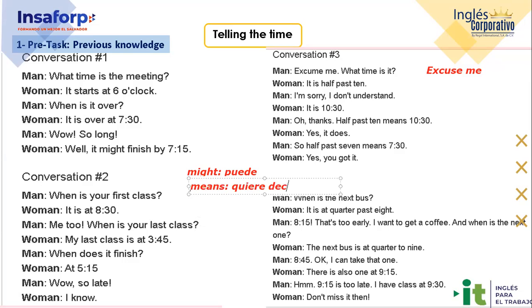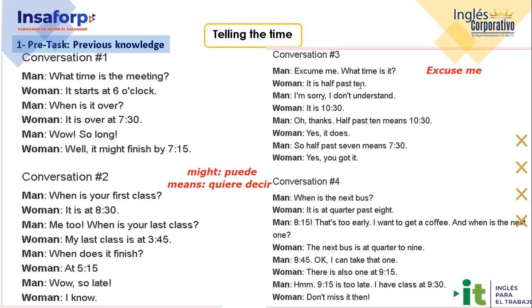Quiere decir, means, quiere decir, so it means... it is conversation, let me see, conversation 3, right? Oh, thanks. Excuse me, what time is it? It is 10:30. So he doesn't understand that time, right?